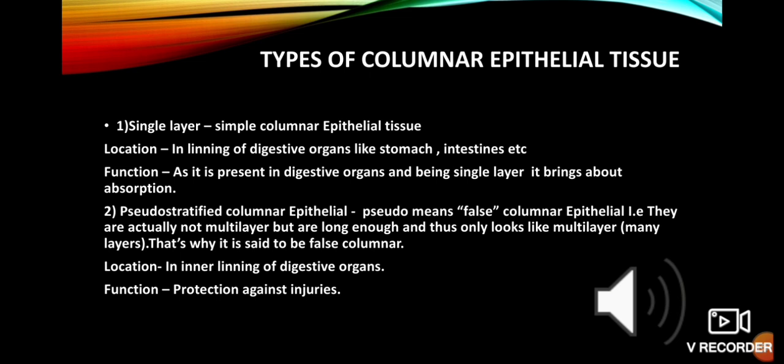All the tall cells, if they are arranged together, look very thick. That's why it gives the appearance of many layers. But actually there are not many layers. Only one single layer is there, and all the cells are very tall. That's why we have used the term pseudostratified, which means false appearance. Now these tissues are also found in the digestive organs, and they may be concerned with the function of protection. Whichever thing is thick, it can protect the particular organ.